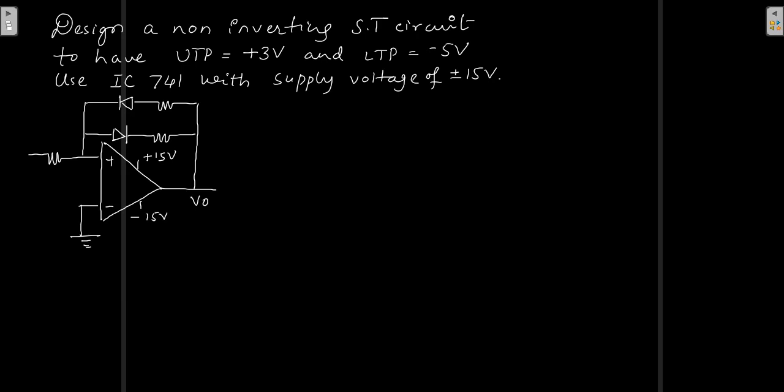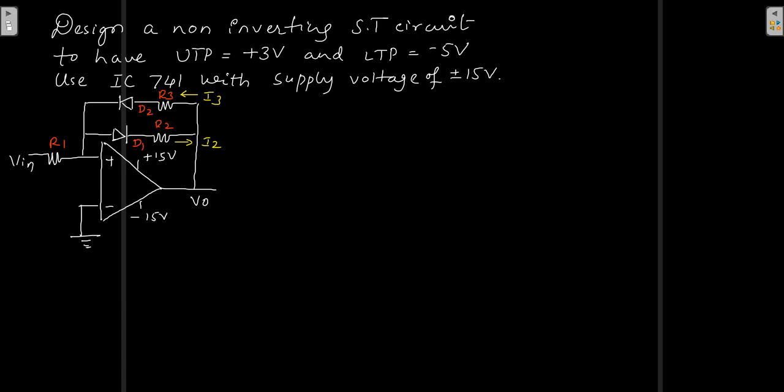Now I will write this as R3 and this as R2. This will be R1. When this is R3, here the current will be I3 and this current will be I2. This diode is D1 and this is D2. This completes the circuit now. This is my V in.